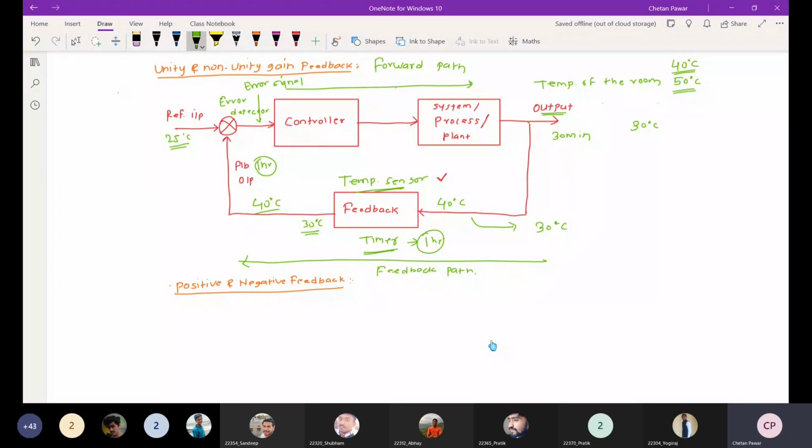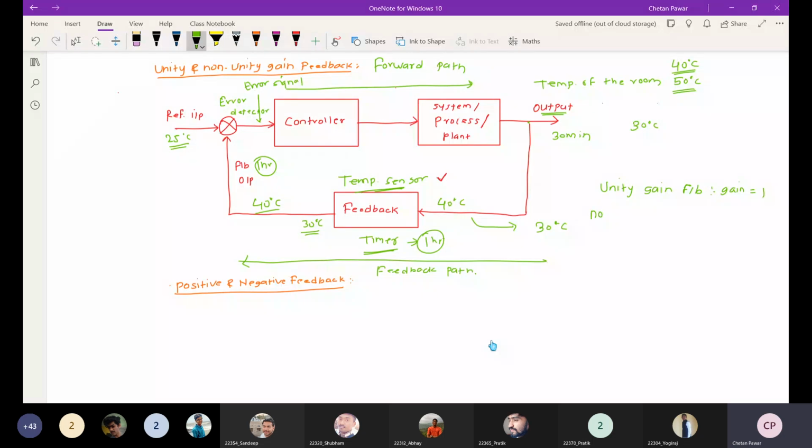So I want to explain here what is meant by unity gain feedback and non-unity gain feedback. For example, if the current room temperature is 30 degrees Celsius, the temperature sensor is measuring 30 degrees Celsius, and it is also giving that same 30 degrees Celsius as feedback to the error detector. So here the gain is what? The gain is 1. So such a kind of feedback is called a unity gain feedback, where gain is equal to 1.